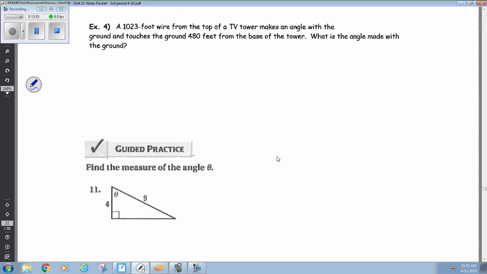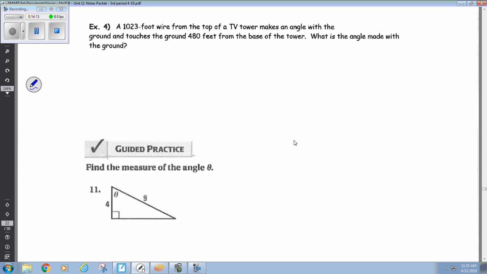So now let's do a word problem example. A 1,023-foot wire from the top of a tower makes an angle with the ground and touches the ground 480 feet from the base of the tower. What is the angle made with the ground?